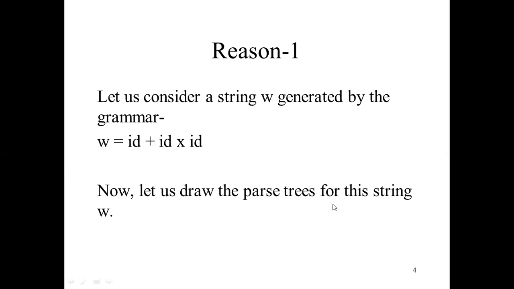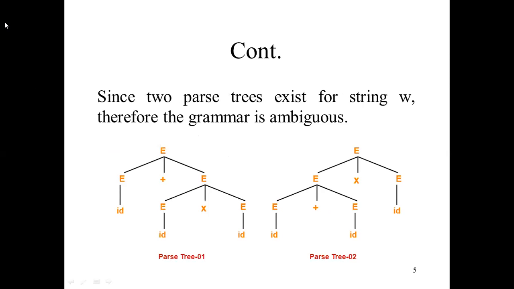Now let us draw the parse trees for this string. This is the given string. How will we draw the parse tree for this string? You can see in this slide, since two parse trees exist for string W, we can draw two parse trees for the given string W. Therefore, the grammar is, we can say, ambiguous. Now you can check yourself. E is the expression, E plus E, and we will assign ID, where ID is identifier, to this.